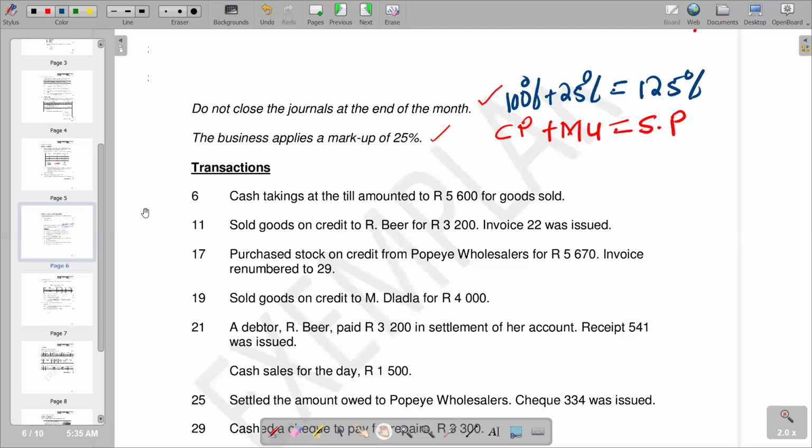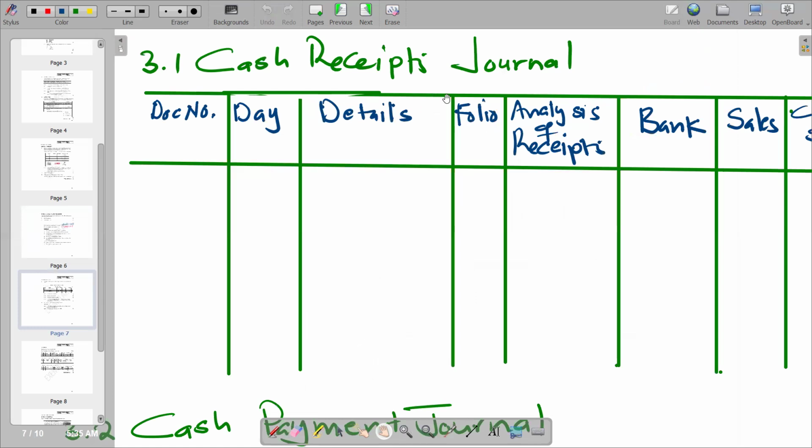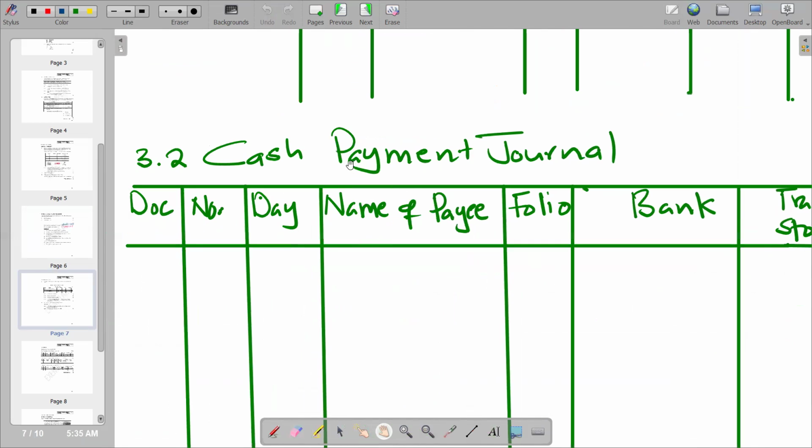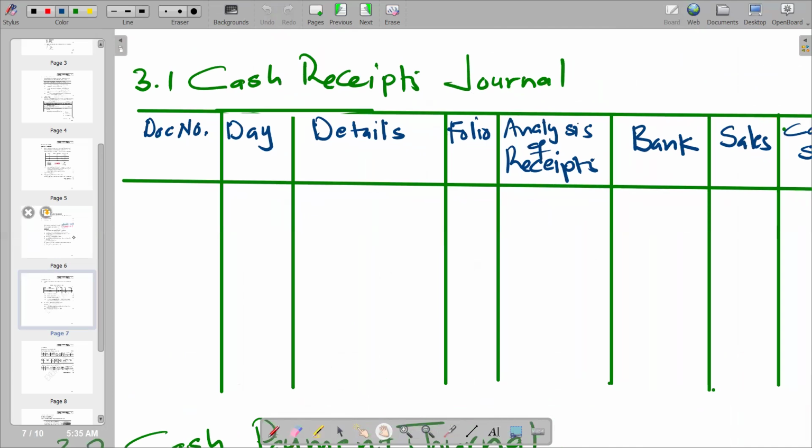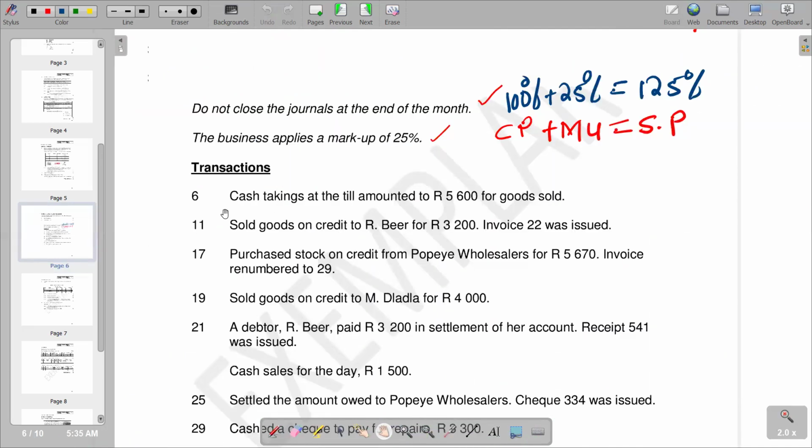Before we do that, we have our answer section, which has our cash receipts journal with the columns, and then the cash payment journal. These are the two journals we are going to use as we post the transactions. On the first part, on the 6th, we are given that cash takings amounted to 5,600 rand for goods sold. This represents that we have sold goods on a cash basis. As we can see, there is a cash amount that has been received.